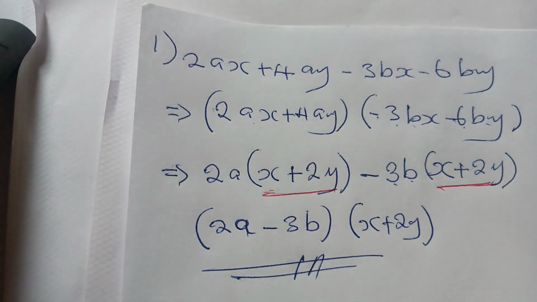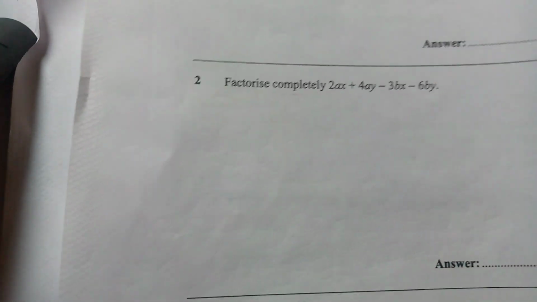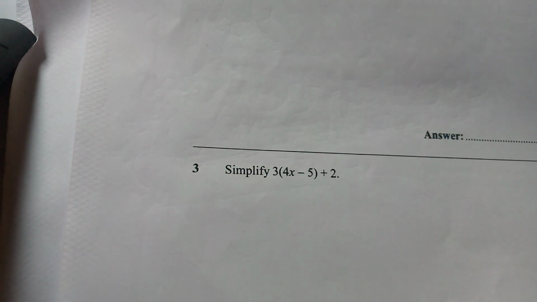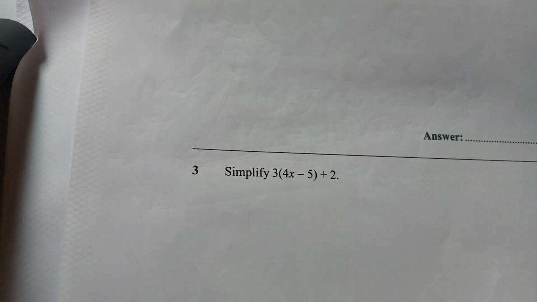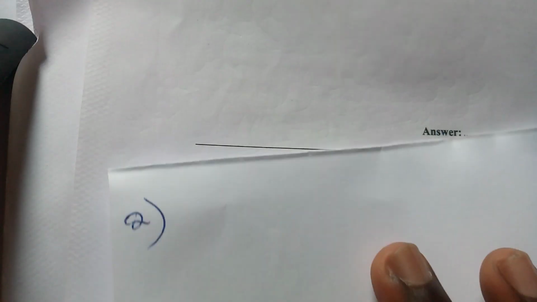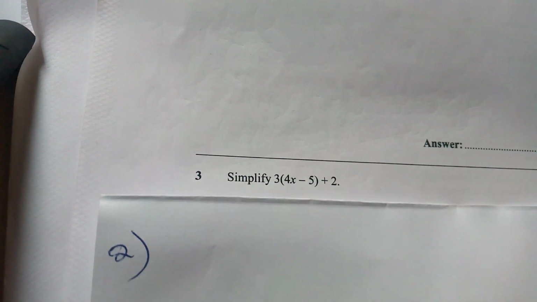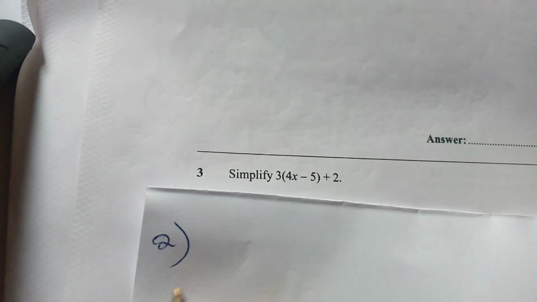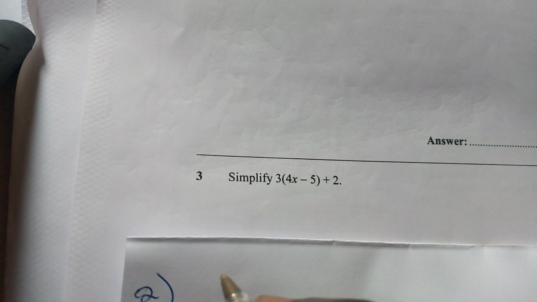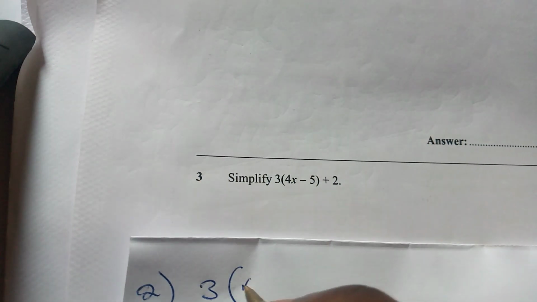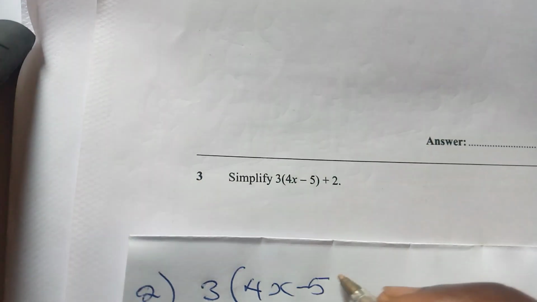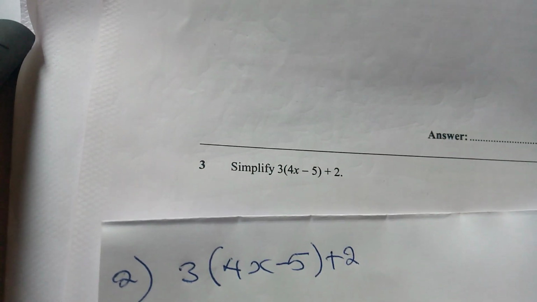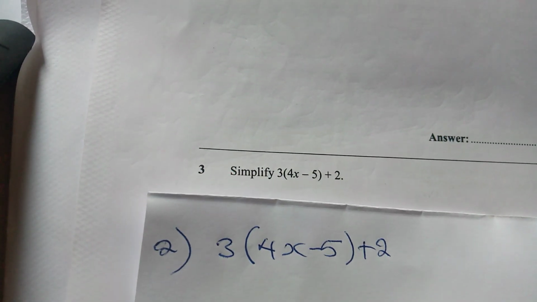The second question which we're going to answer is question 3. Question 3 is saying simplify. How do we simplify that? It's also 2 marks. So I'll repeat the question there, which is 3 open bracket 4x minus 5 close bracket plus 2. So how do we simplify this one?